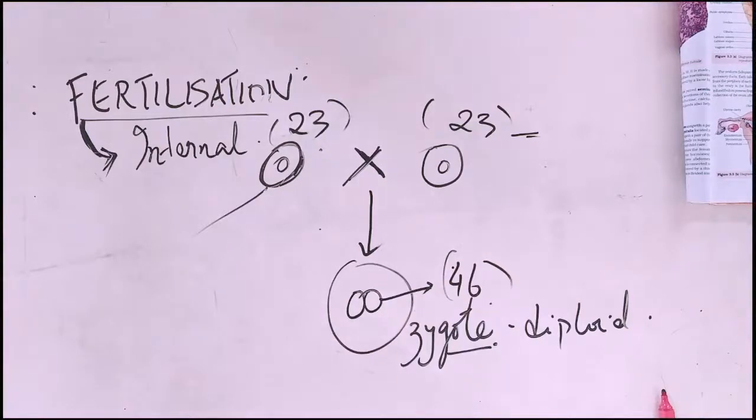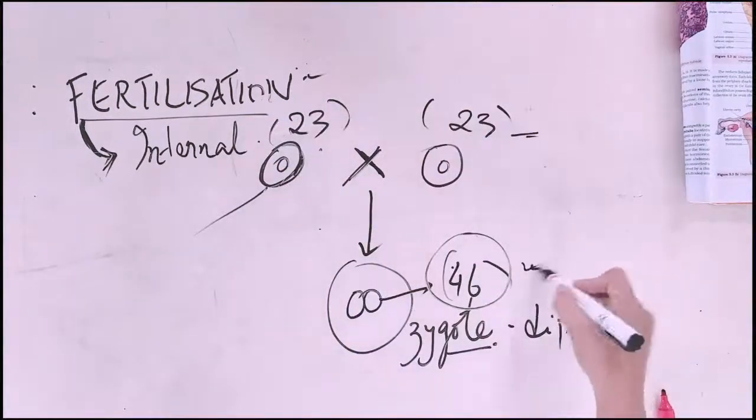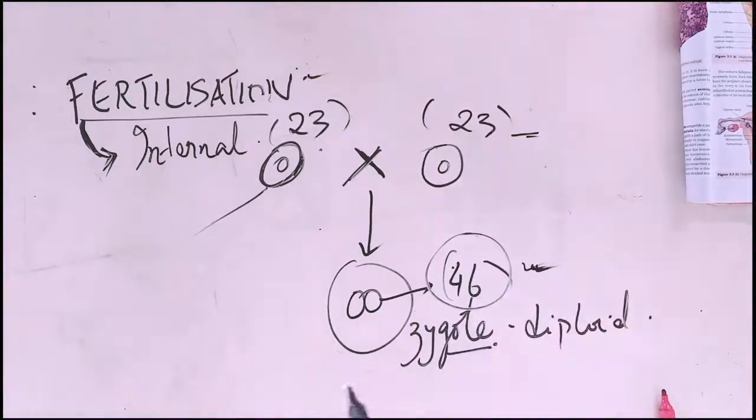So fertilization is important in the sense that it maintains the diploid level. Fertilization restores the chromosome number of 46, the diploid number.